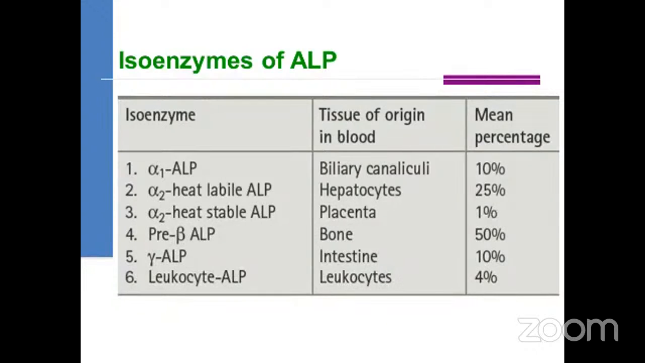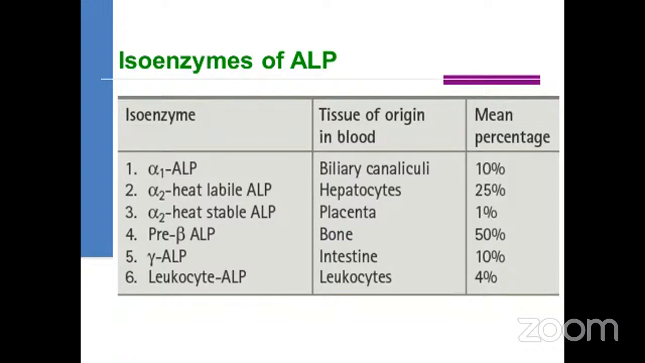Here you see the 6 isoenzyme forms of alkaline phosphatase. Here they have given the names alpha 1, alpha 2. In alpha 2 again, one is heat labile, the other is heat stable. And then beta, gamma, and leukocyte type. Alpha 1 is present in the biliary canal and it constitutes 10% of the total enzyme activity. Alpha 2 again has 2 types: one is heat labile, the other is heat stable. The heat labile one of alpha 2 is present in the hepatocytes and it constitutes 25% of the total enzyme activity. Alpha 2 heat stable is mainly found in the placenta, and it constitutes 1% of the total enzyme activity.